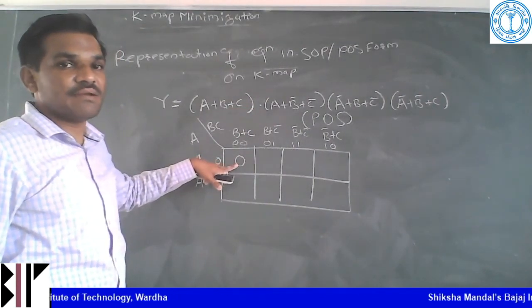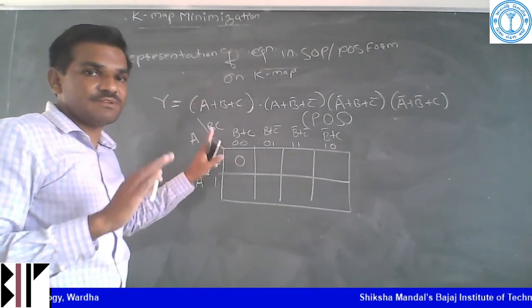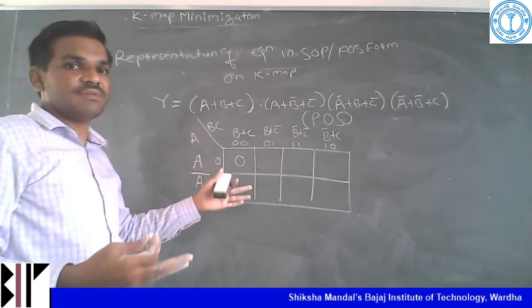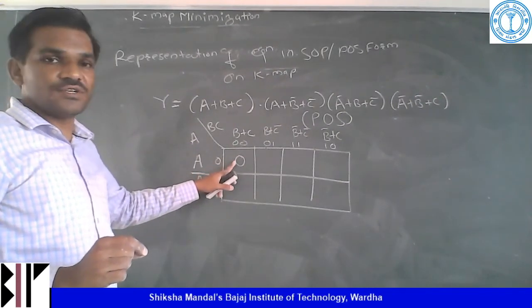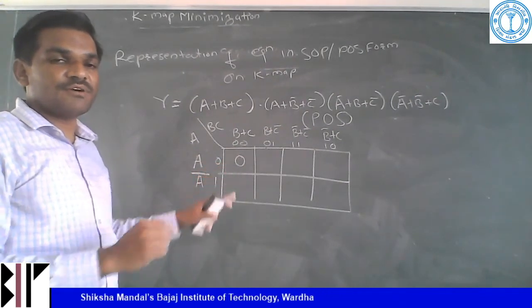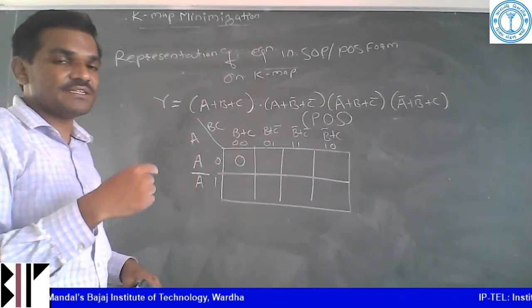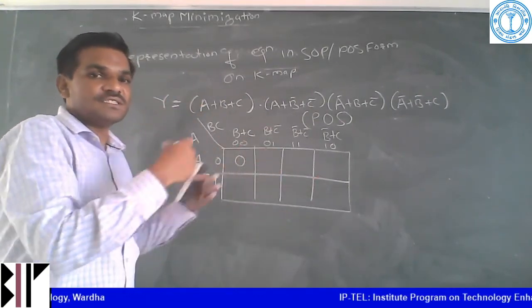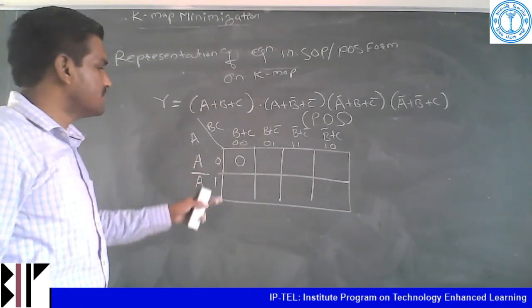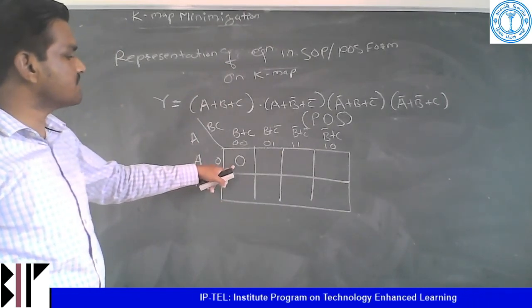Writing 0 in this cell. Max term means 0. Min terms means 1. When we are solving minimization problem, we have to remember this. Max term 0, min terms 1. Because after minimization, we are grouping these ones or zeros. Okay. So remember, for max term we are representing it as 0.